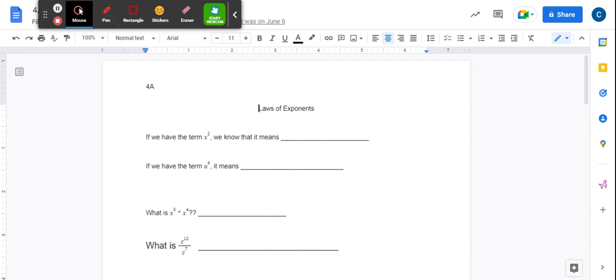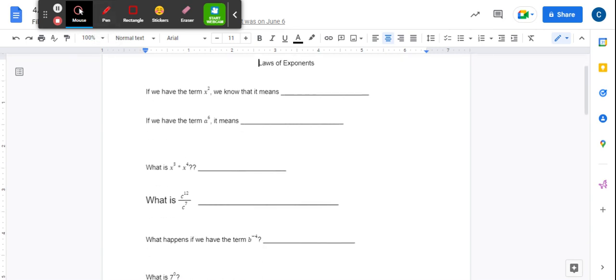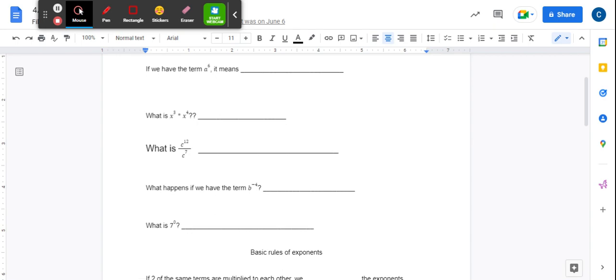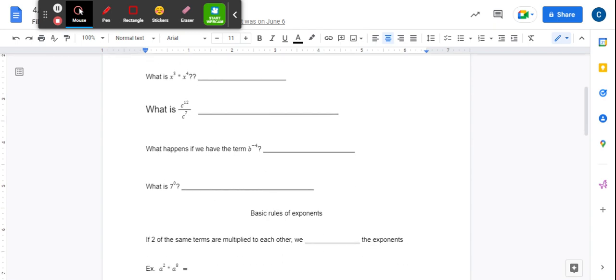Okay, so here we have our 4A notes on the laws of exponents. Should be a little bit of a review. We have this first page here. If you already kind of know the laws of exponents, you could try these problems out here. I'm going to jump down here to the basic rules of exponents.